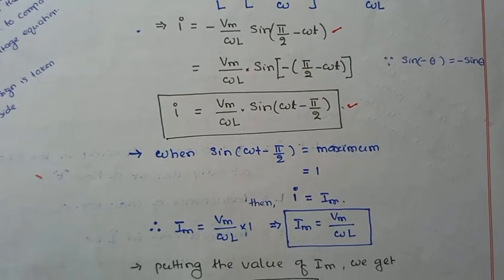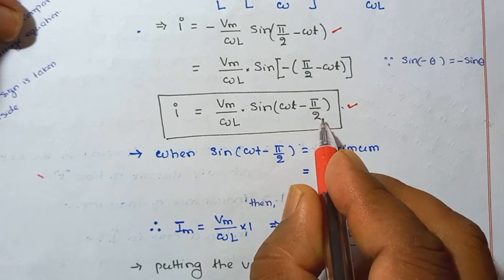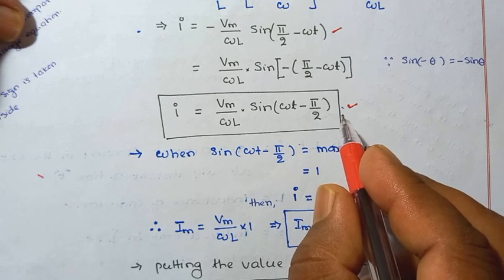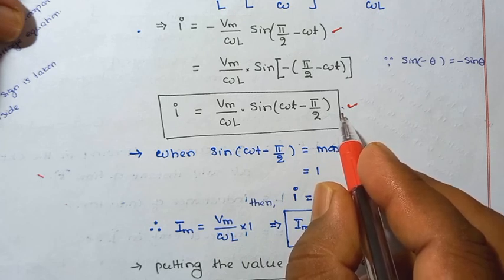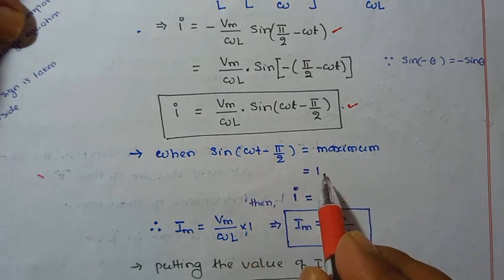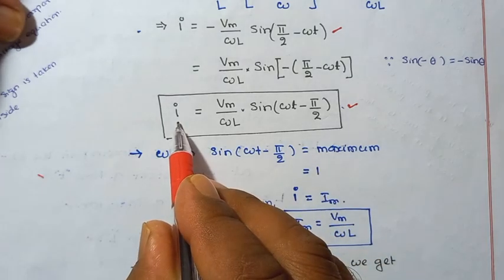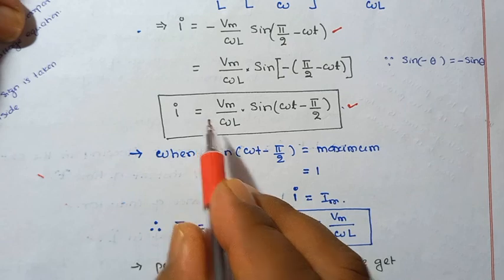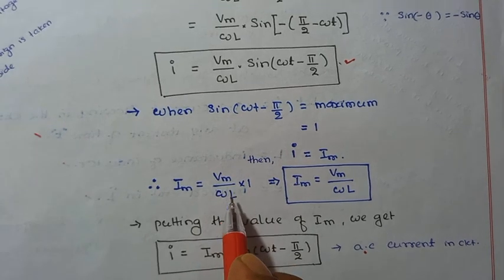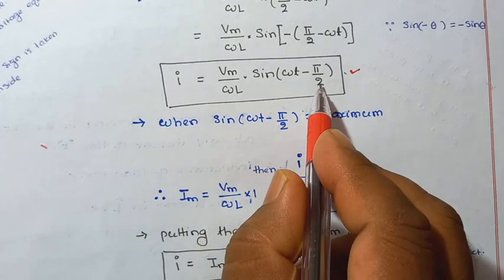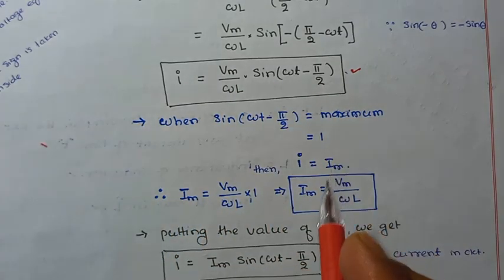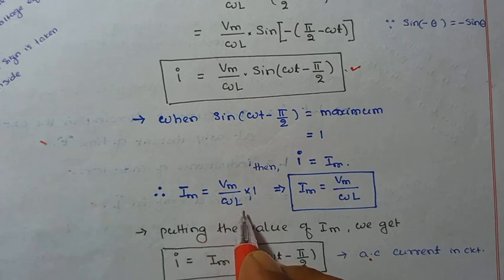ठीक है. So when sin omega t minus pi by 2 is maximum, that is the maximum value of sin is 1, that is positive 1. Therefore, sin omega t minus pi by 2 is maximum, that is equal to 1. At that time, this instantaneous current will become maximum current, that is peak current. So, Im is equal to Vm by omega L. Now, this sin omega t minus pi by 2 is 1. So, I is equal to Vm by omega L into 1. That is, Im is equal to Vm by omega L.